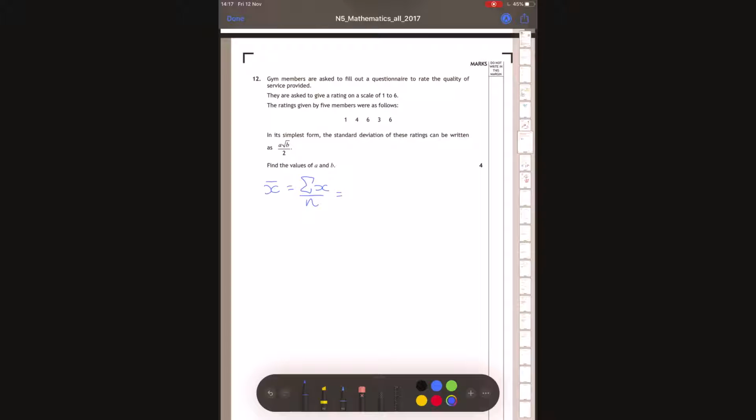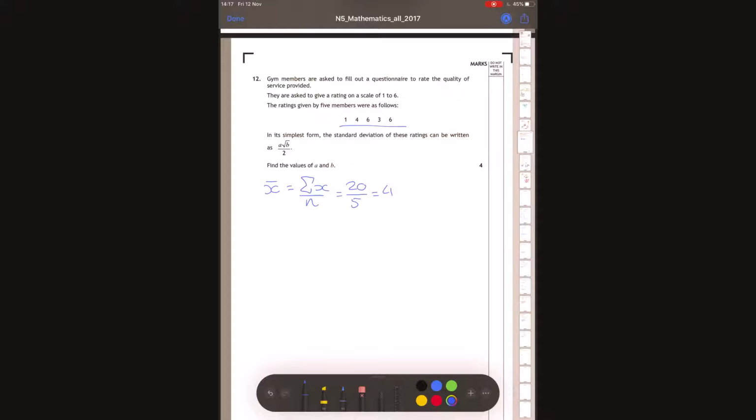So what is sigma x? Sigma x is all these values added together. So 4 add 6 is 10, 3 add 1 is 4, 4 add 6 is another 10, so that's 20. N is the number of items in our sample size, so we have 5 items. So our mean is 4.